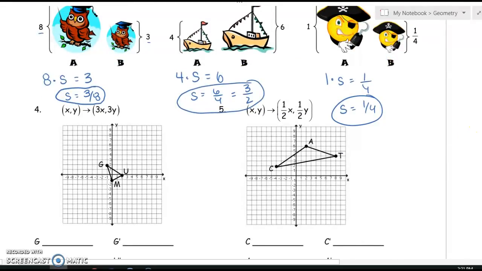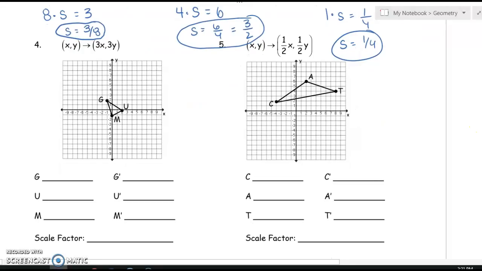Okay, so now we get to the graphs. Okay, notice with number 4 we have x, y, arrow, and then it's 3 times x, 3 times y. So all we're doing is taking the x, multiplying by 3. Taking the y, multiplying it by 3. So let's write down our original points. So G is at -1, 2. You want to make sure you get the originals correct, otherwise your new ones will be off. 2, 0, and then M is at 0, -1.